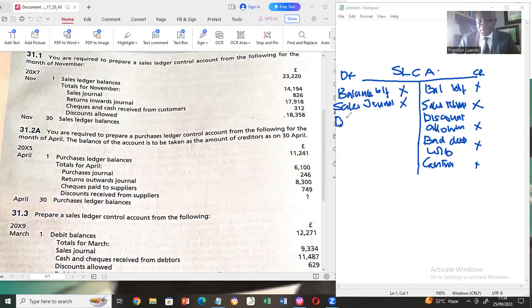dishonored checks. Customers paid us by check, and these checks are not honored. We have to reverse. We also have cash and bank received from credit customers. So the format, you must understand them.